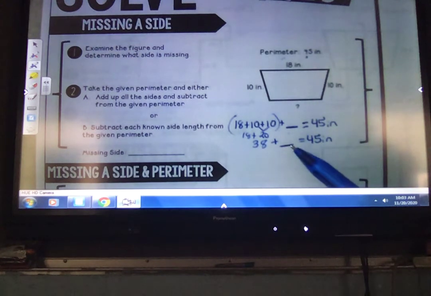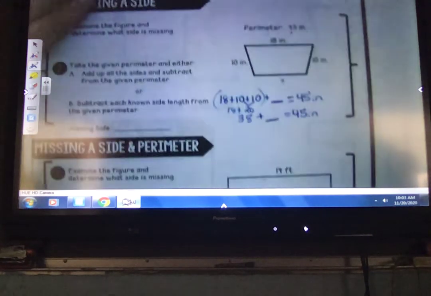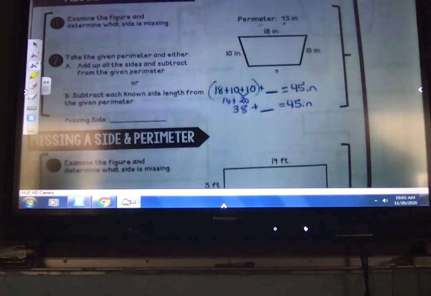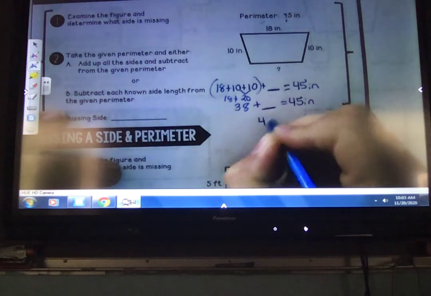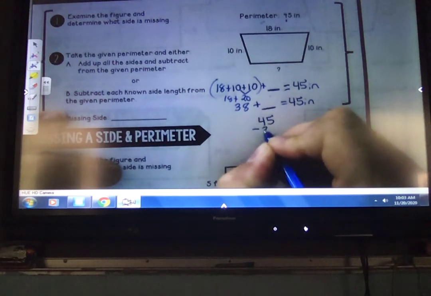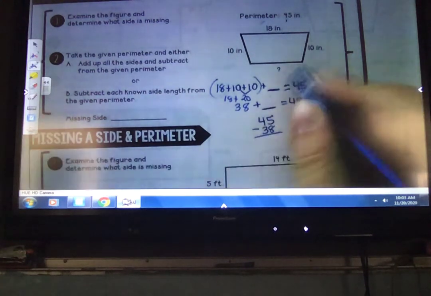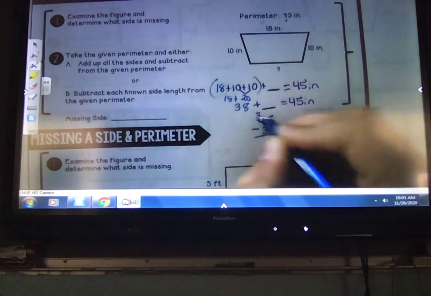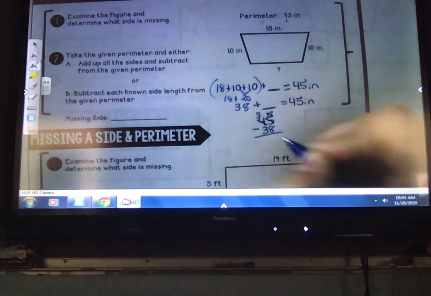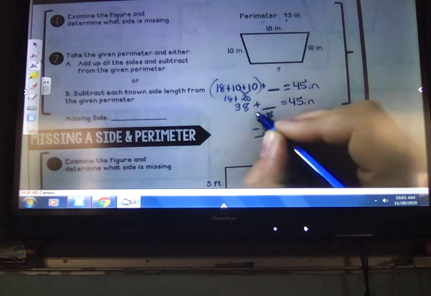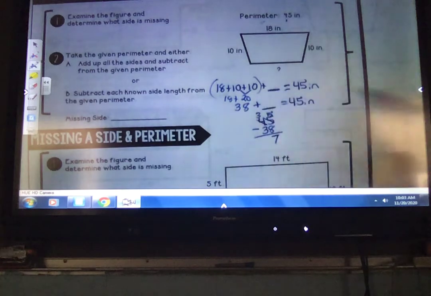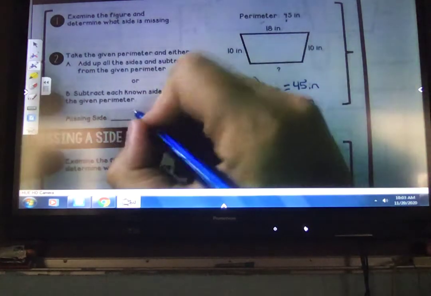So to find this, I now need to do the inverse or the opposite. Anytime you have a missing number in addition, you do the opposite, which is subtraction. So, or the inverse. So 45 minus what I have, which is 38. Regroup. 15 take away 8 is 7. And 3 take away 3 is 0. So that missing side would have to be 7.